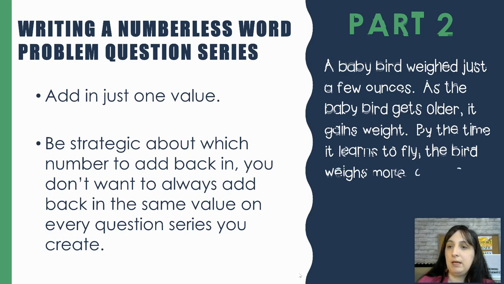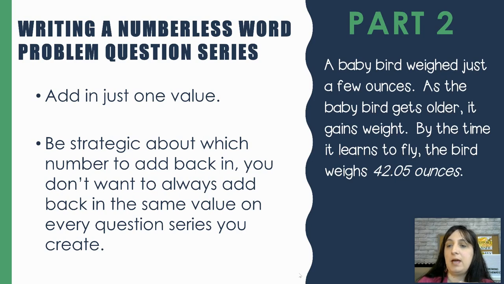Let's add back in one of the numbers. So we added back in the number at the end. So now it says the baby bird weighed just a few ounces. As the baby bird gets older, it gains weight. By the time it learns to fly, the bird weighs 42.05 ounces. As you can see, there's nothing that we can solve right now because we don't know yet. Well, are we going to find out maybe how much weight he gains? Are we going to find out how much weight the bird was when the story started? We don't know.